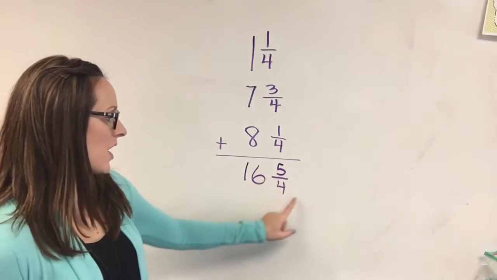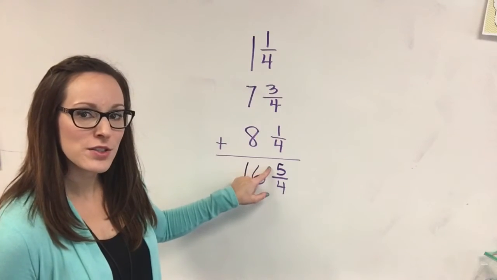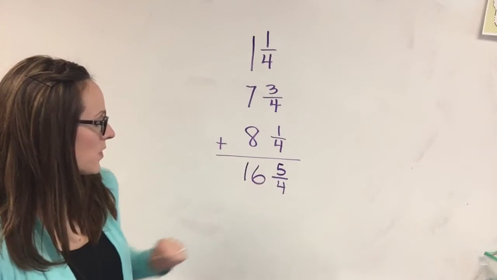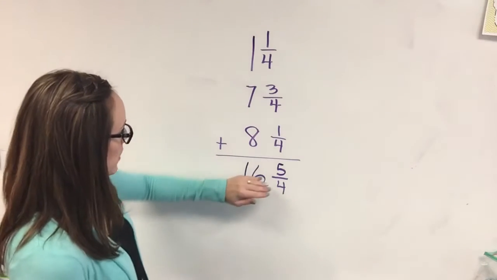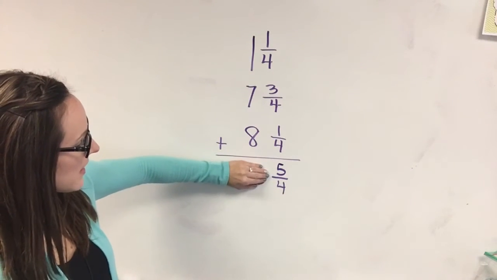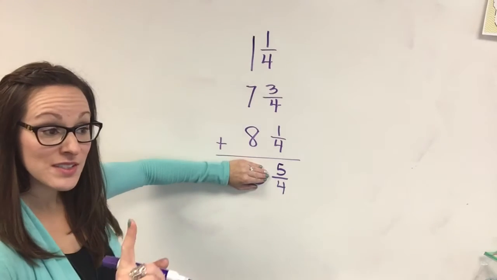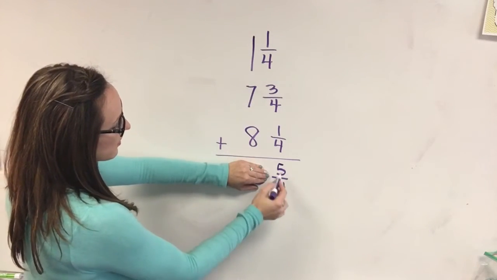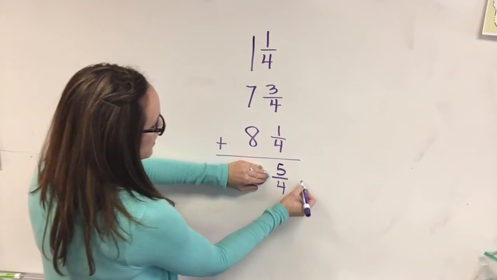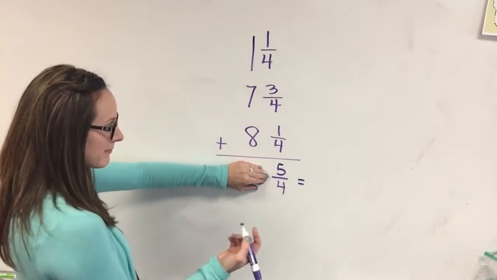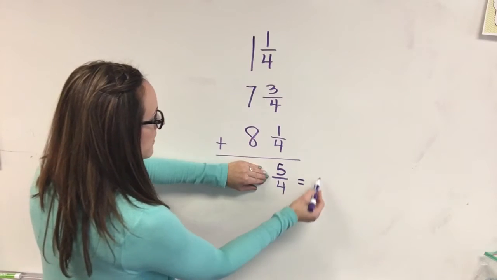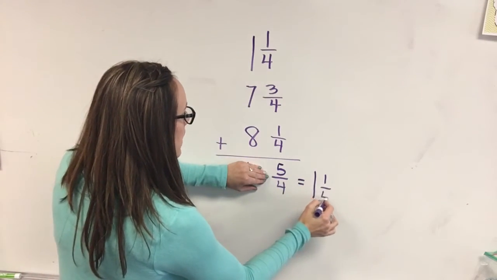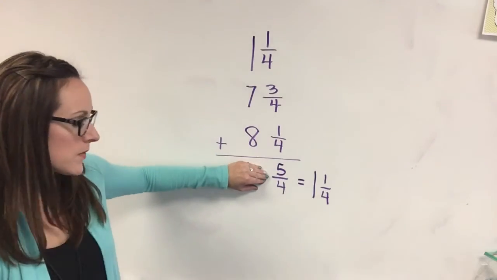But this is not a proper fraction. We have a larger number for our numerator than our denominator, so we have to convert this to a mixed number. So what I like to do in a case like this is go ahead and forget about that whole number for just a second. We're going to come back to it, and let's just work on converting our improper fraction here. So 5/4 equals, well, 4 goes into 5 one time with 1 left over. So 5/4 equals 1 and 1/4.